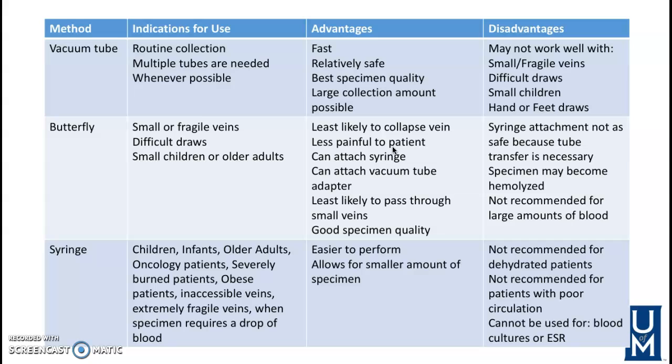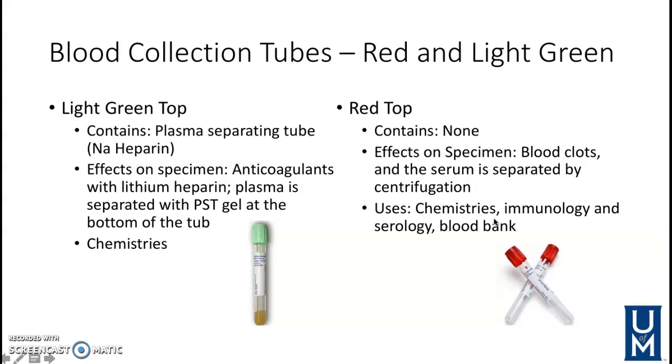So there are different methods for obtaining blood specimens. We have our vacuum tube system, a butterfly system, and a syringe system. And I believe if it's not in this PowerPoint, I will post different videos on these different methods. But read over this slide. It tells you how different they are, when they're more indicated for use, the advantages of these different methods, and the disadvantages as well. So here I'm going to go over the blood collection tubes.